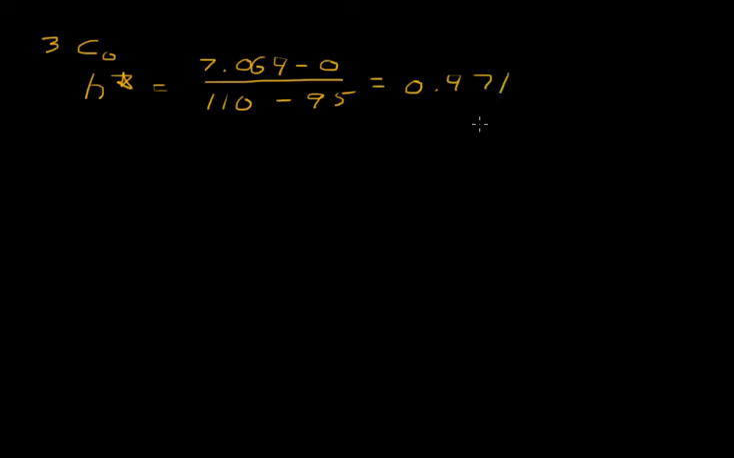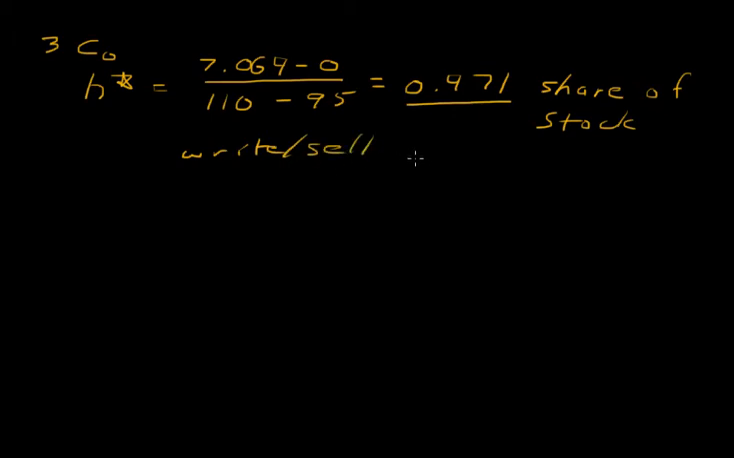Okay, so what does that mean? This 0.471 means we're going to buy 0.471 shares of stock, so a partial share just like we did before. That's what we're going to buy. And as before, we're going to write or sell one call. So it's always a full call. So the perfect hedge ratio is going to determine how many shares of stock you need to purchase, generally a portion.